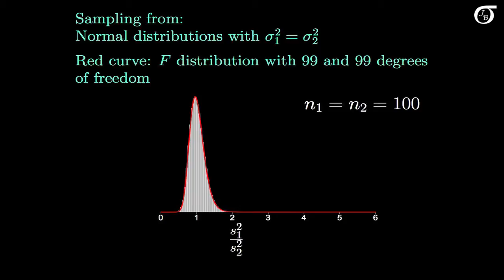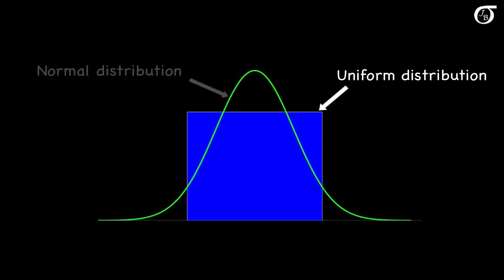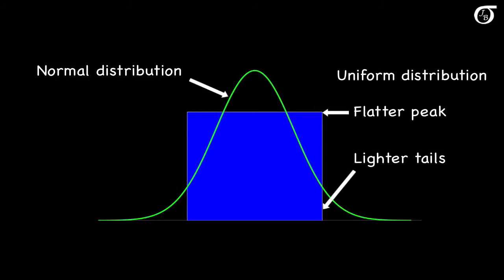Now let's sample from some non-normal distributions and see what happens. Here we'll be sampling from this distribution in blue, which is a uniform distribution. This green curve represents a normal distribution with the same mean and variance. The uniform distribution has a flatter peak and lighter tails than the normal distribution. Because of this, we say that it has lower kurtosis than the normal distribution.